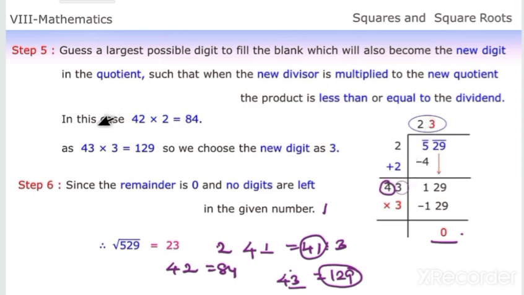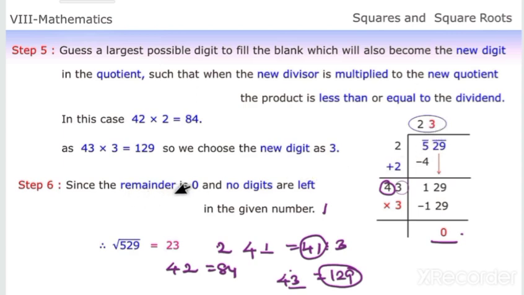In this case, 42 into 2 is 84, which is not satisfying. Next we moved on to 43 into 3, which is 129. So we choose the new digit as 3, and finally we found the new digit, 3.